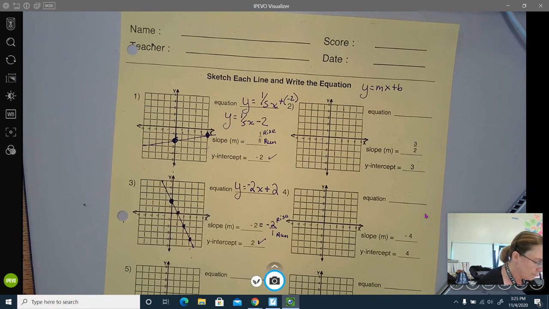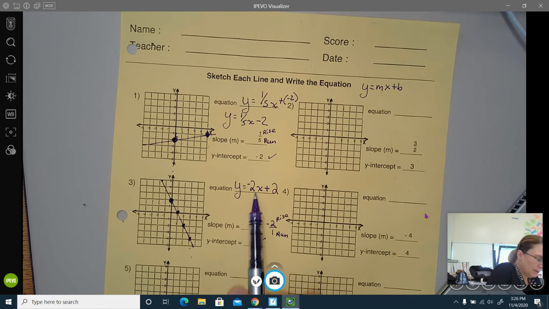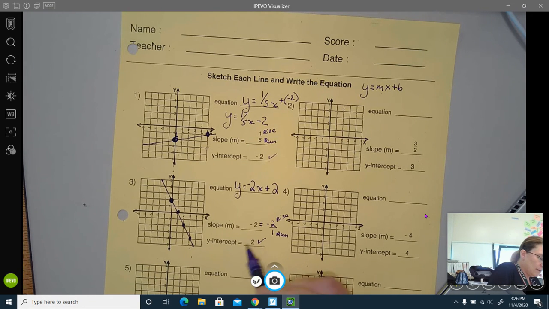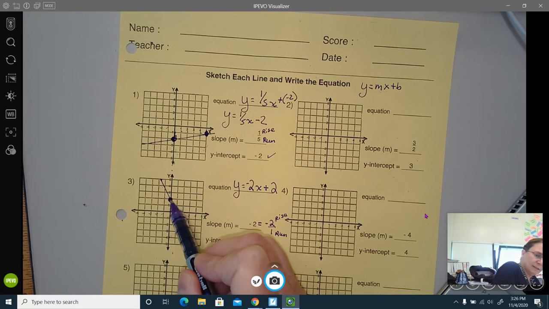And just double checking, okay, I have a negative slope, so my line should be going left to right. It should be going down, and it is. It should cross the y-axis at 2. Here's my y-axis, and yes, it crosses at 2, so I'm in good shape.